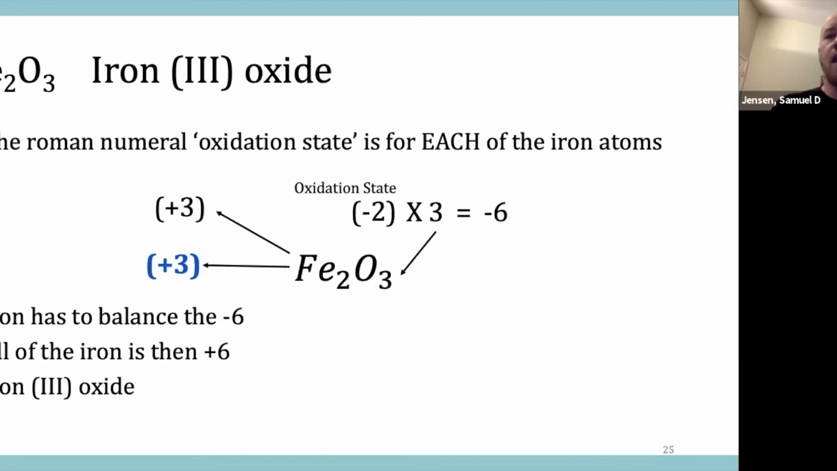For the name, we want to know what is the charge on each iron. The whole +6 for the iron is distributed over the 2 irons, so each one is +3. So that's how we get the name iron(III) oxide.